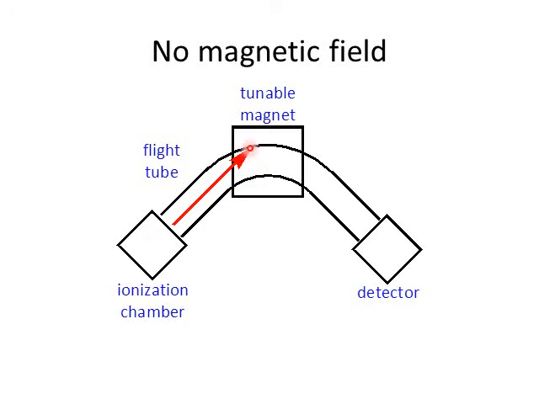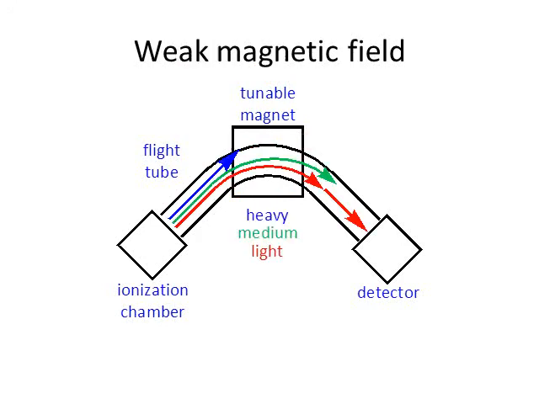And that's the story. But notice we've also got this tunable magnet. We can turn on a magnetic field. And if we do so, that's going to cause these ions to start turning, because when a charged particle moves through a magnetic field, it's going to feel a force acting upon it.